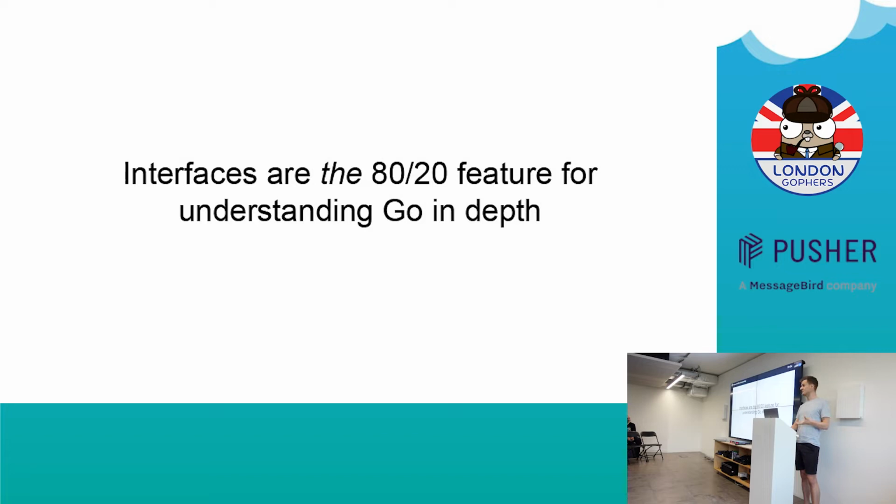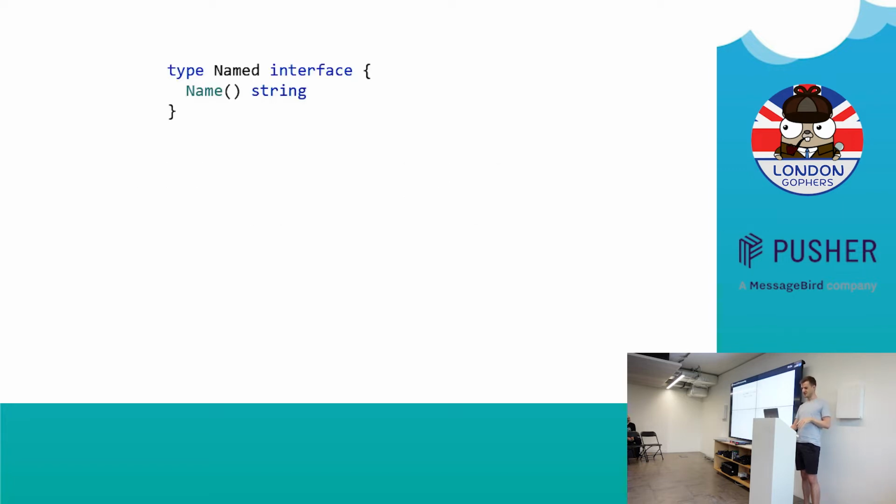And I really think that if you dig deep into interfaces, it's like the 80-20 for Go. It was the 80-20 for Go before generics, and it's the 80-20 for Go now. If you understand interfaces in depth, you pretty much grok Go. If you don't, you're always going to be kind of like an advanced beginner. You're never going to really get it. So let's go back to the beginning.